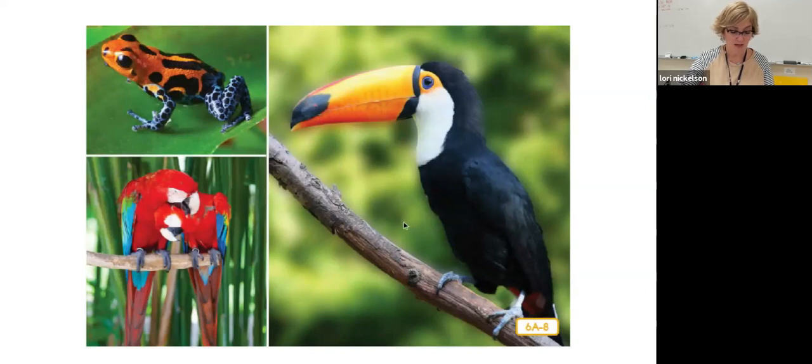Macaws, which are a kind of parrot, travel in groups and use their hooked beaks to break into hard nuts and fruits. Here are the macaws. They're the red parrots down here. And you don't want to get too close to that poison arrow frog, which has poisonous skin to protect it from its predators. And you see that up here on the top.